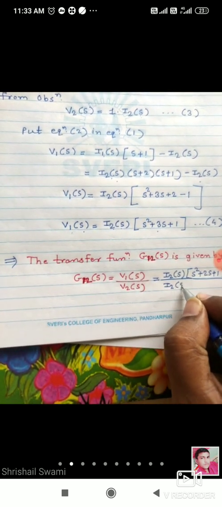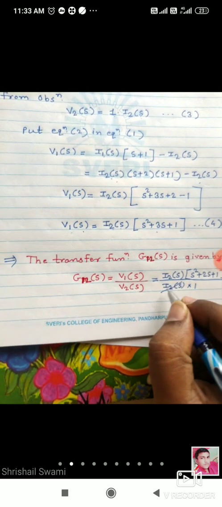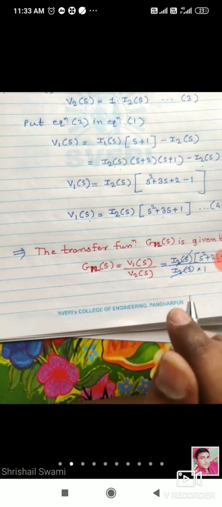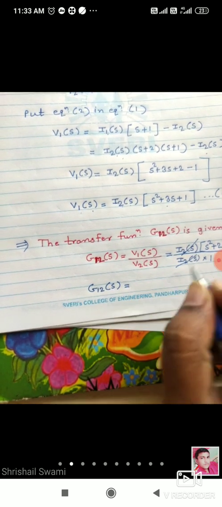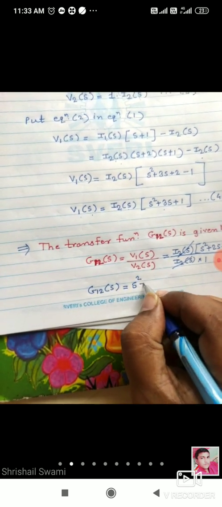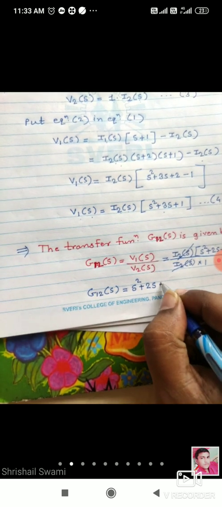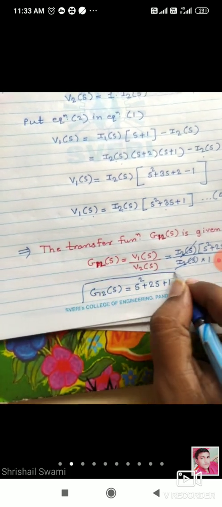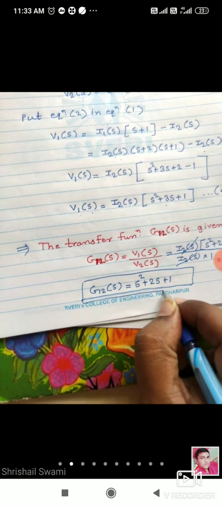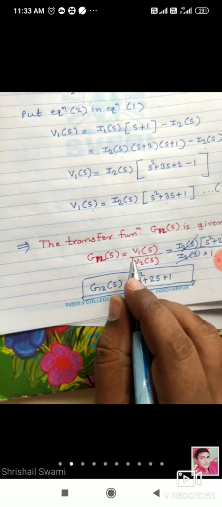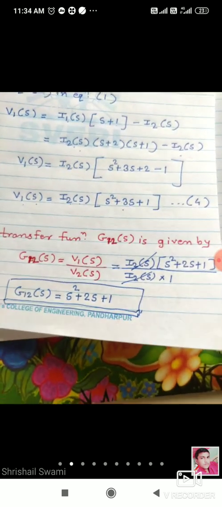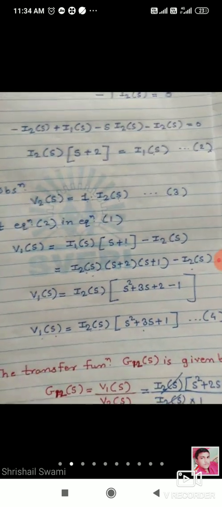I2 of s into 1 आहे. So I2 of s is getting cancelled. So what is the value of G12 of s? Who will tell now? The numerator, that is s square plus 2s plus 1. So this is the answer. Okay, no unit नसतो कारण V upon V आहे. So फक्त rearrange करायचं इक्वेशन, properly rearrange the equation what we want.